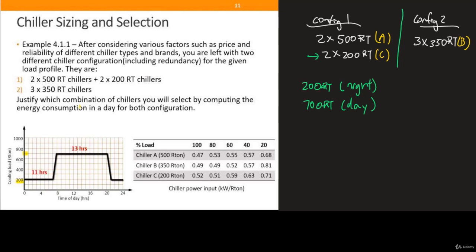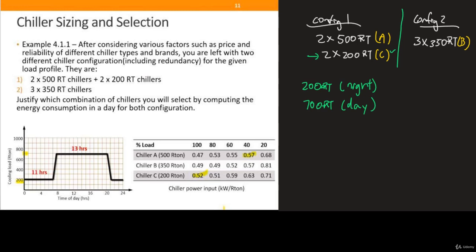Or you can also choose 1 big chiller and run at 40%, which doesn't really make sense, because if you run chiller A at 40%, your efficiency is 0.57. But if you run chiller C at 100%, your efficiency is 0.52. So obviously, you will choose the one with better efficiency, that is to run chiller C at 100%. How about the daytime?